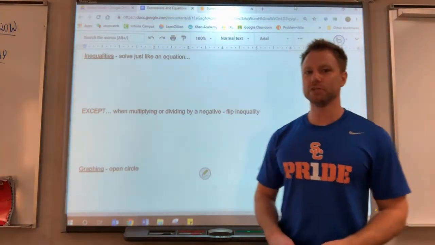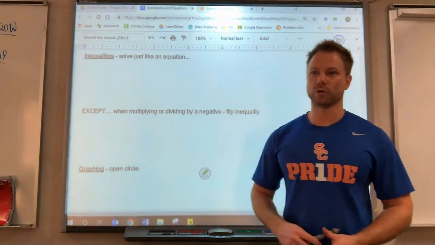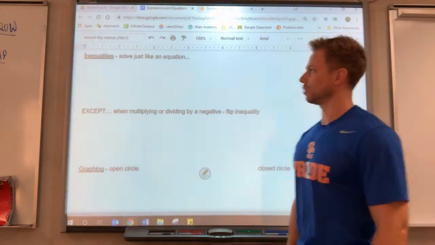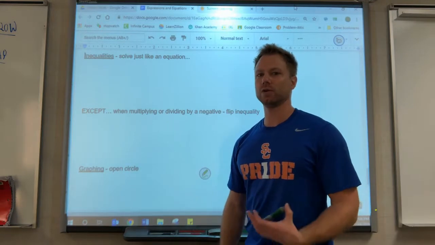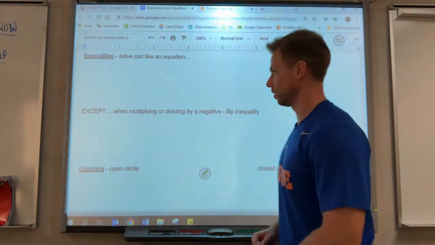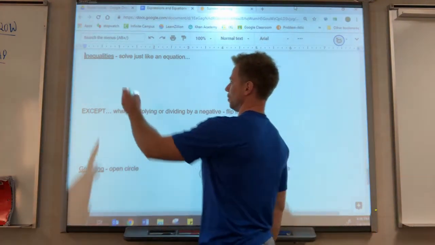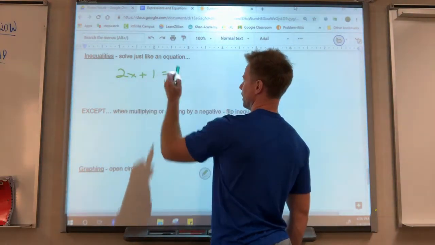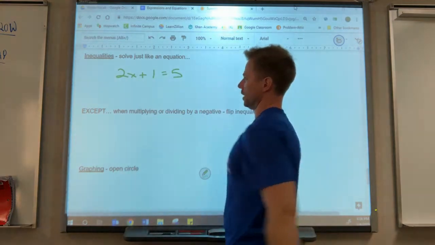Right, 7th graders, we have a few notes on Objective 2 before we dive into that practice. So we're going to be looking at some inequalities, and solving an inequality is just like solving an equation. Same steps. So let's look at an equation to refresh our memory, and then we will look at an inequality.